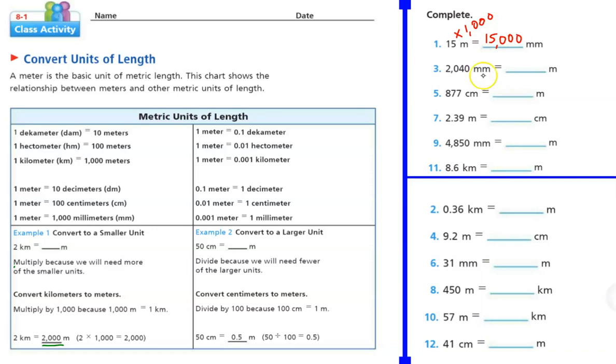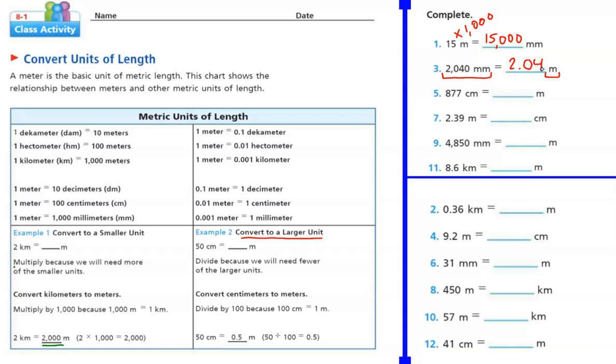Okay, this time I'm going the opposite way. I'm taking a really small measurement, which is millimeters, and I'm telling it to you in a larger measurement. So that means we're going to convert to a larger unit. So I'm going to take 2,040 and I'm going to end up dividing it by 1,000 because there are 1,000 millimeters. See here it tells me there are 1,000 millimeters in 1 meter. So I'm going to divide this, and that's going to end up becoming 2.04.